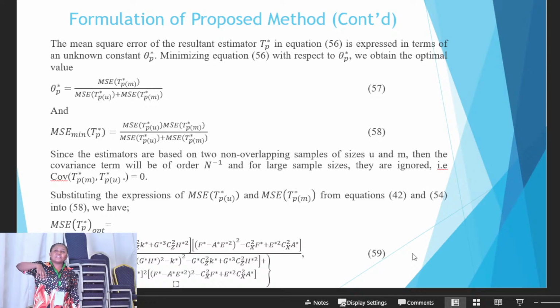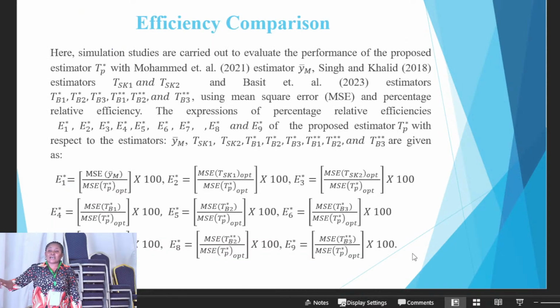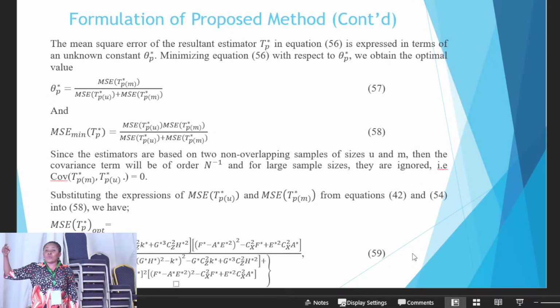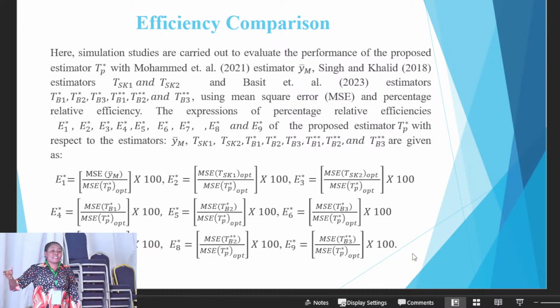When we bring it back into the optimum mean square error expression of the combined estimator, we have equation 58. And when 58 is simplified, we have equation 59. And that gives us our proposed estimator, which is a linear combination of the two other proposed estimators for both the match and the unmatched portion.